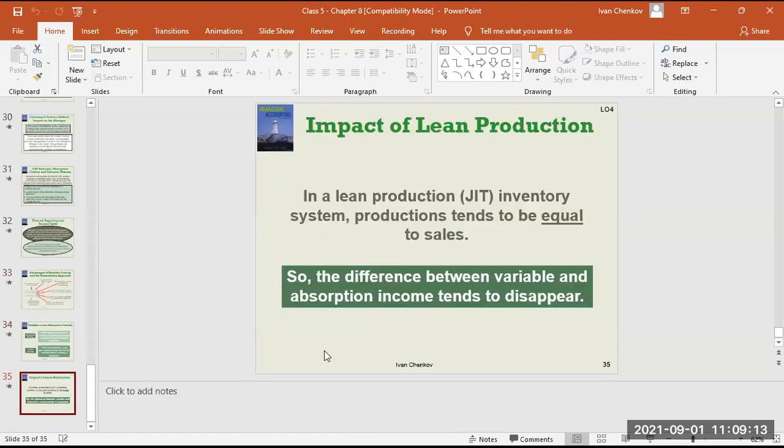What's the impact of lean just-in-time inventory? Lean just-in-time inventory means that the difference between the variable and absorption costing will tend to disappear. Why? Because with just-in-time, we tend not to have an ending balance for the inventory. Whatever we produce, we sell. Actually, in the opposite way, the sales drive the production. Once we have the sales, then we can produce it.